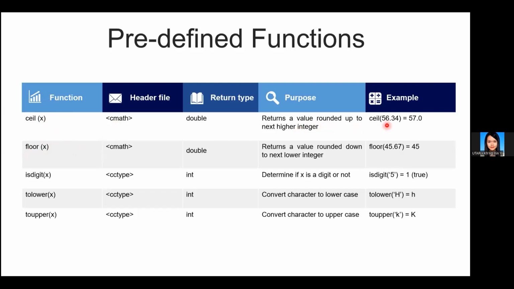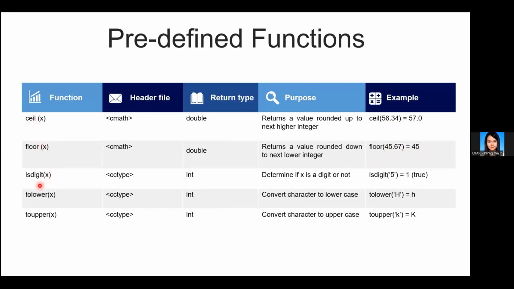For example, if you have the ceil function of 56.34, what is the integer that is greater than 56.34? This is going to be 57. And then after that, if we have the floor function here, floor means something that is below us. So it's going to return an integer below this x value. For example, if we have floor 45.67, what is the integer smaller than this particular 45.67? It's going to be 45. So this is how the ceil and floor functions work.